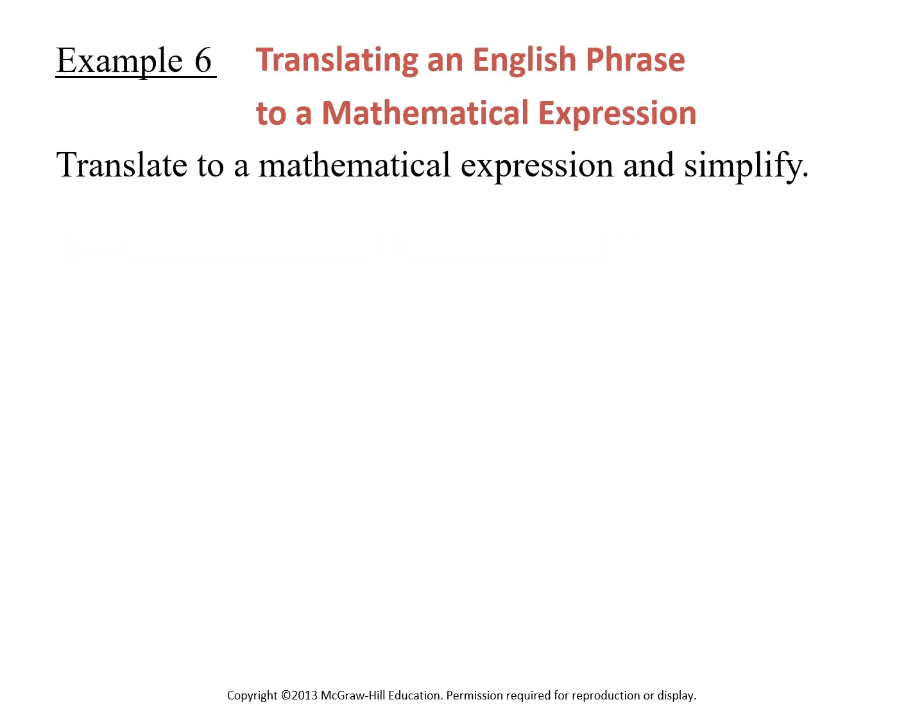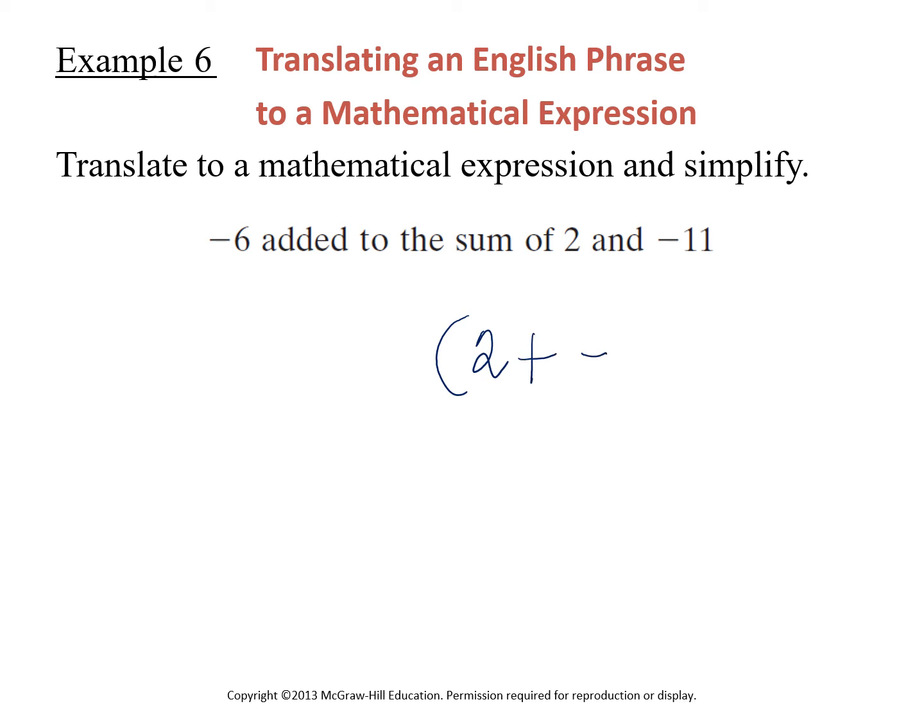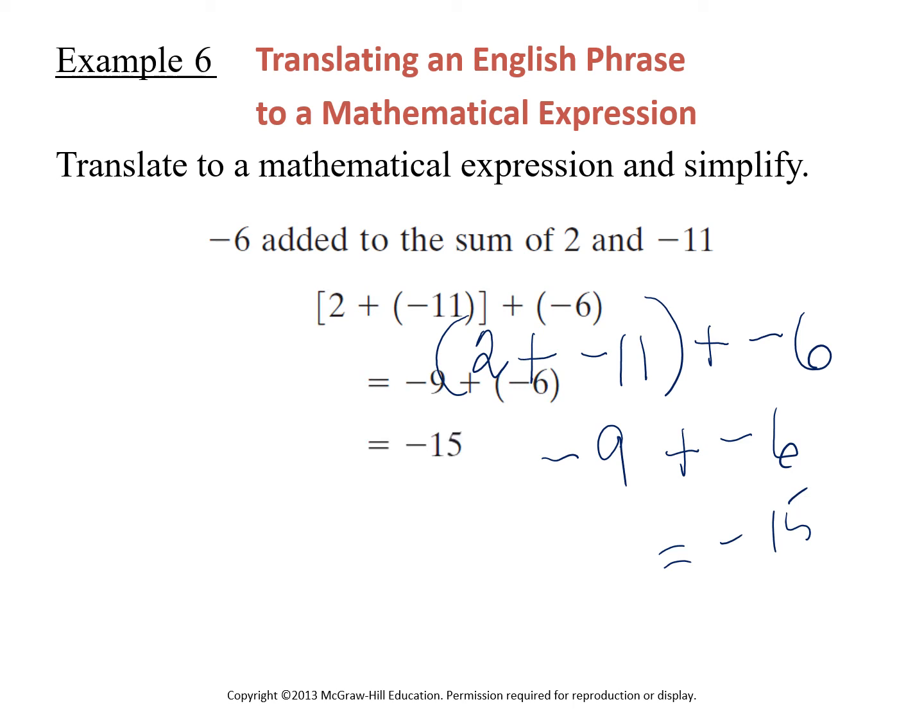Translations. Negative 6 added to the sum of 2 and negative 11. So the sum of 2 and negative 11 is this quantity, and then we have negative 6 that we're adding to that quantity. So 2 plus negative 11, I have 2, I owe 11, that's negative 9. Negative 9 plus negative 6 is negative 15.